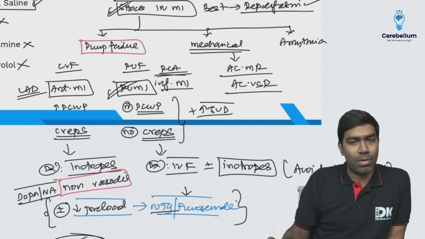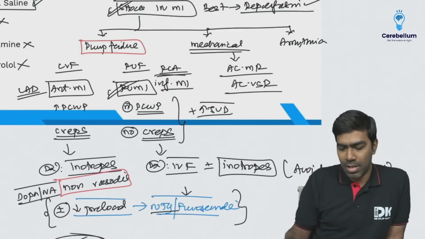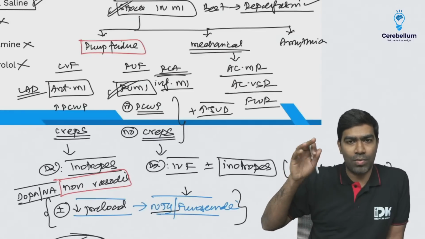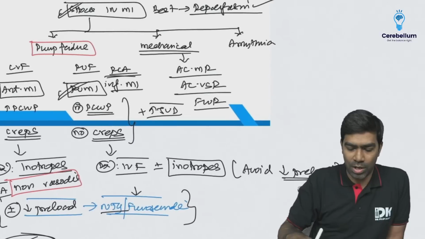I don't have time, so I'm not going to discuss all these things. You can discuss later on. And ventricular free wall rupture. So three: acute MR, acute ventricular septal rupture and ventricular free wall rupture.